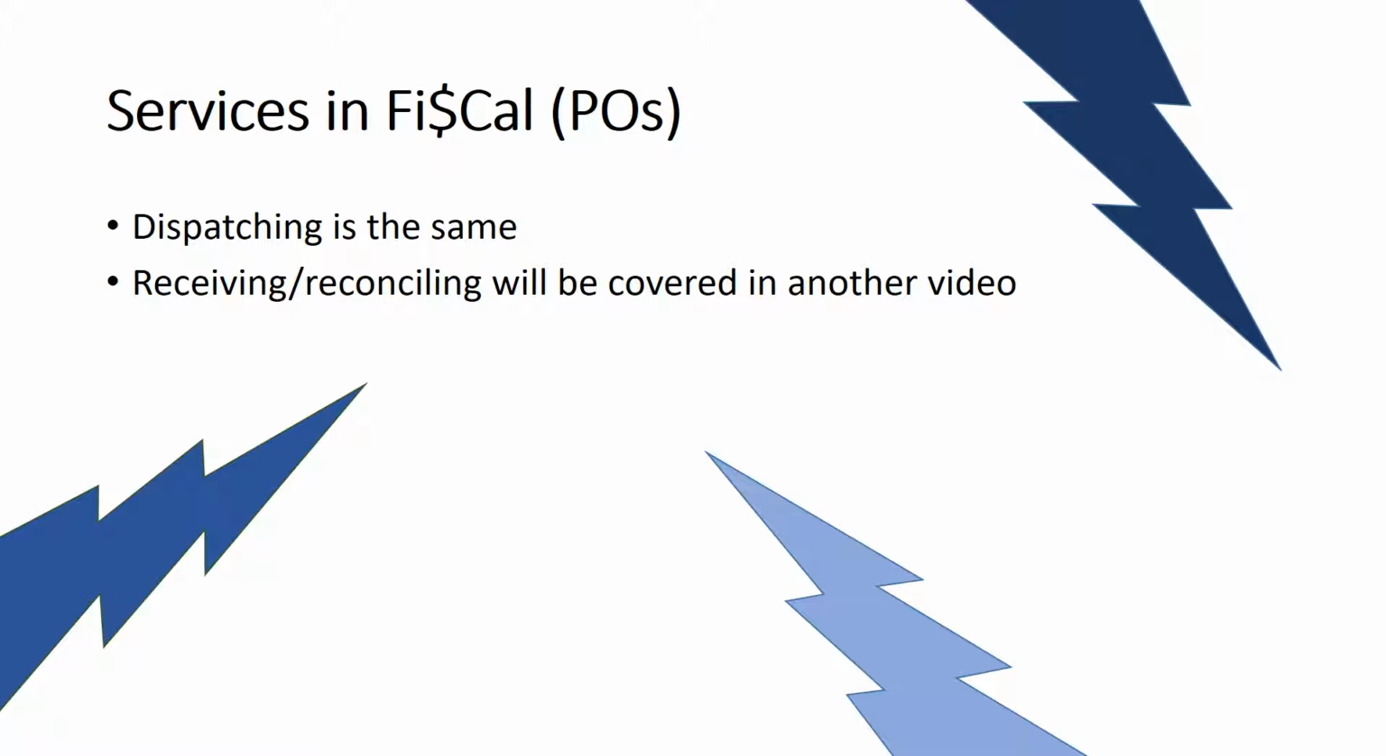That's all for the differences when you're making a service purchase order instead of a goods purchase order. Dispatching is the same for both. The receiving and reconciling process are also similar for both and will be covered in a different video.